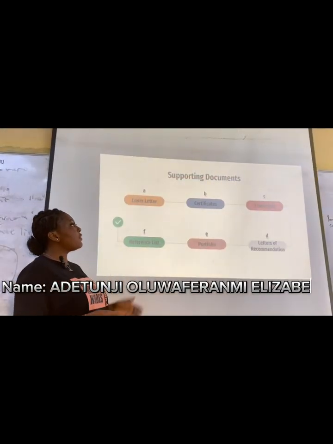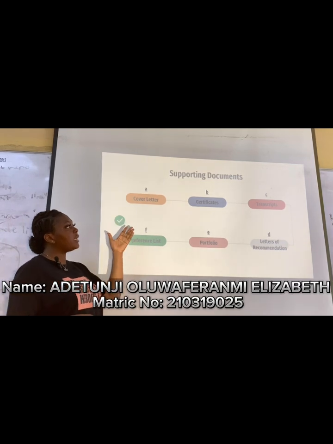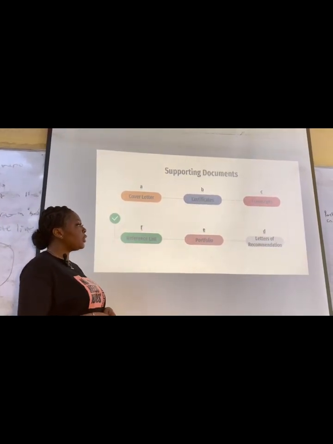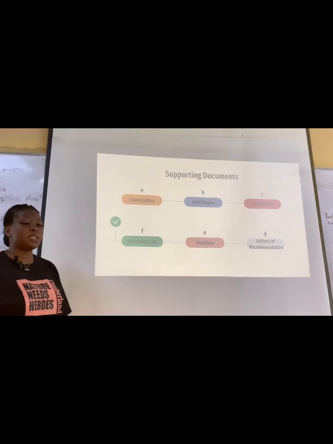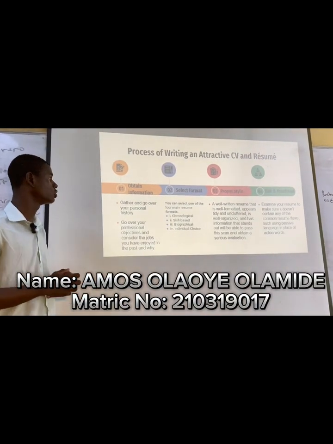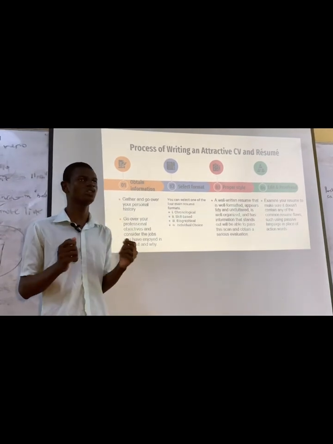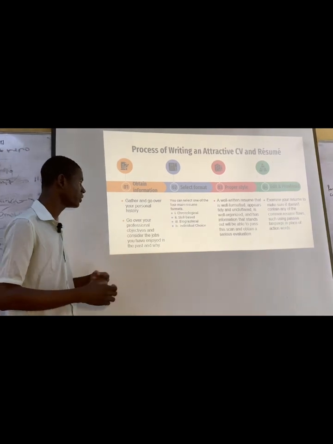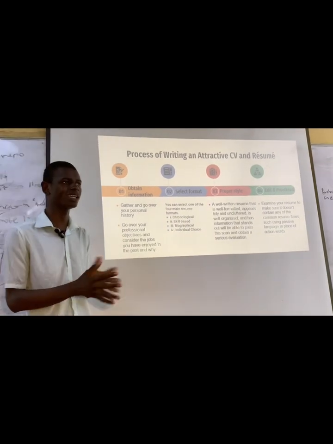Supporting documents to CV and resume have cover letters, certificates, transcripts, letters of recommendation, portfolios, and reference lists. Now we move to the process of writing an attractive CV and resume. Number 1, obtain information. That's the first thing we do. You need to find out your personal information. Whatever you need, your experience and all that you have before, make sure you gather it up.